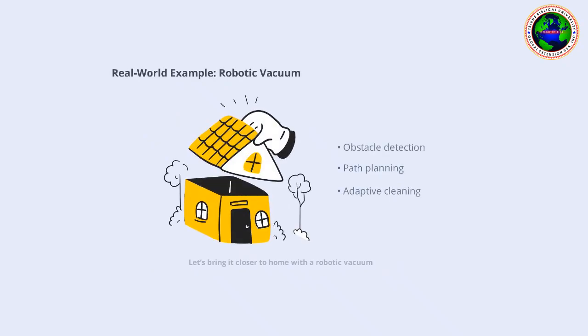Let's bring it closer to home with a robotic vacuum. This device uses sensors to detect obstacles and map the room, a controller to plan the cleaning path, and actuators to move and adjust direction. The feedback loop allows it to adapt to furniture and keep your floors spotless.